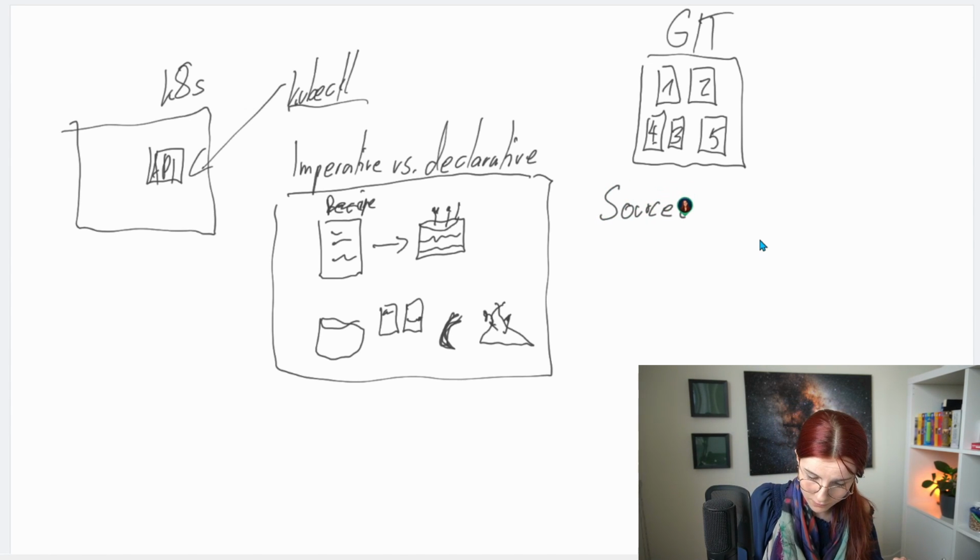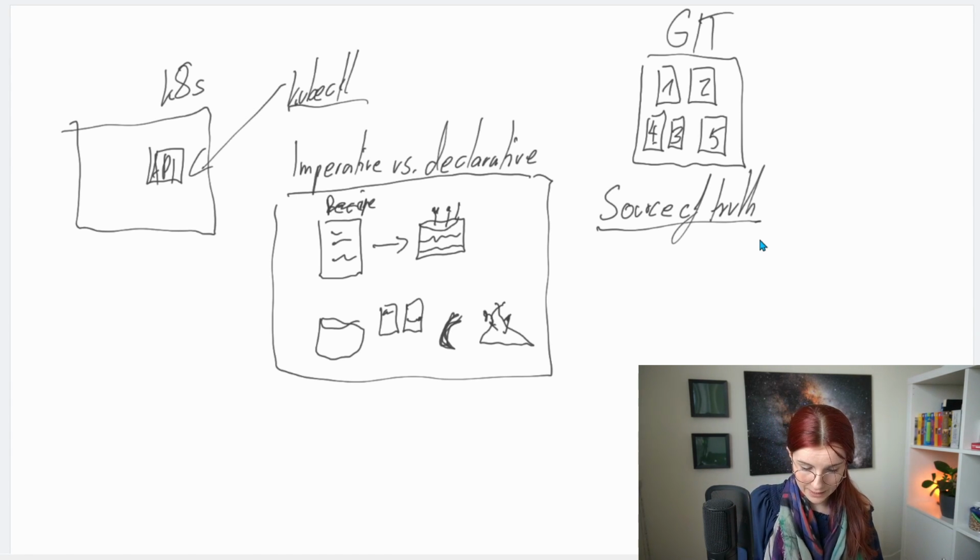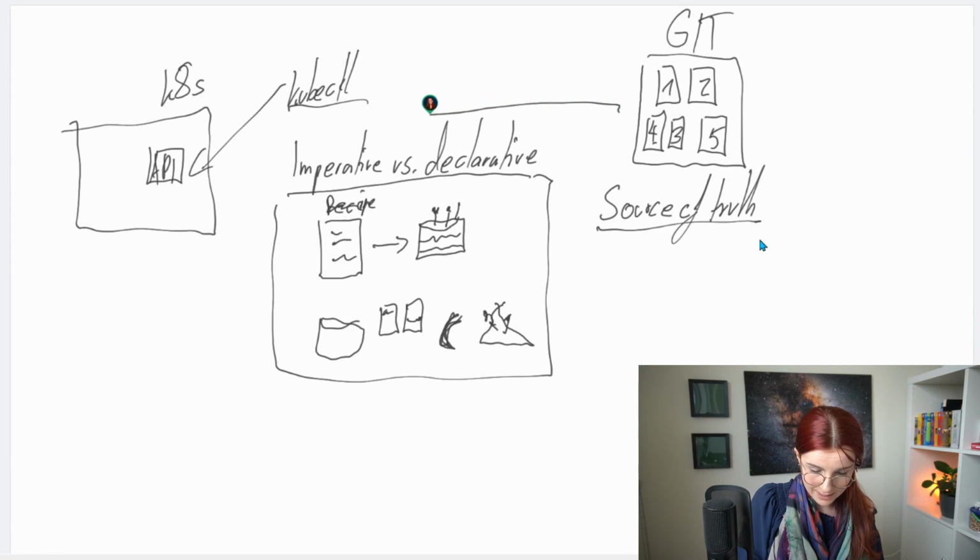Source of truth. Everything that we want to deploy is within Git, and that allows you to pull from the same Git repository and myself to pull from the same Git repository. And Git will realize whenever there are any changes.